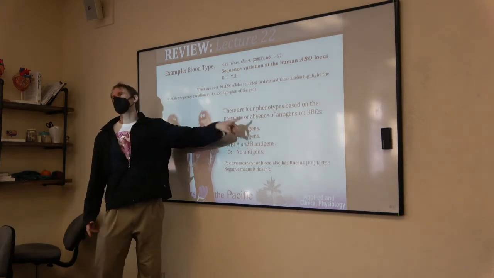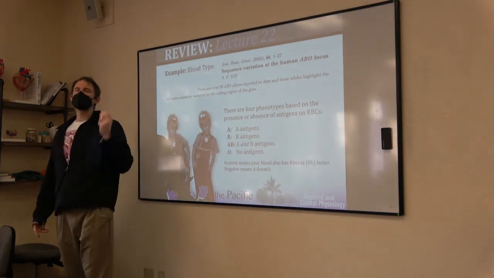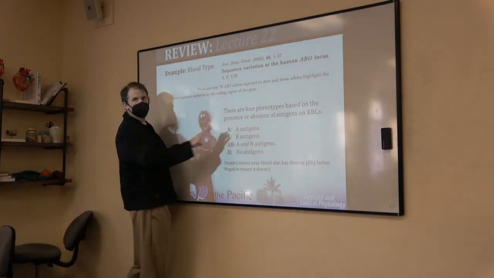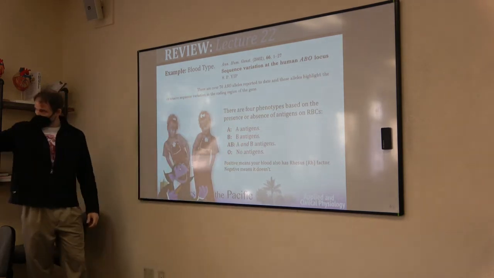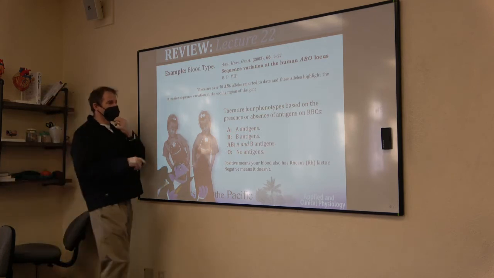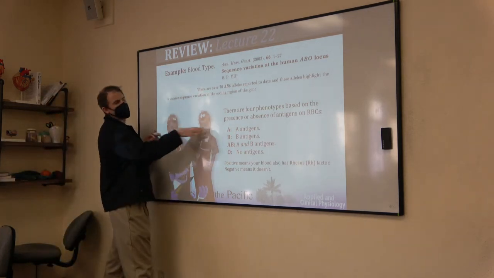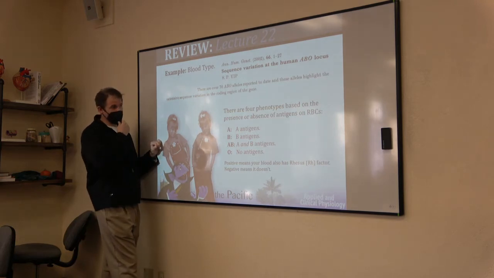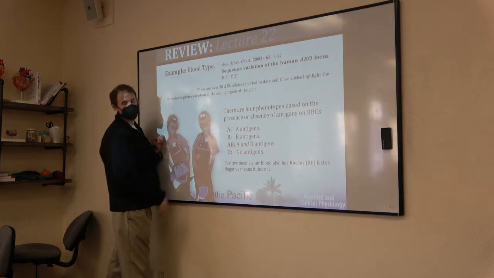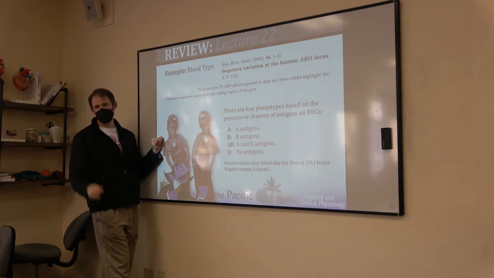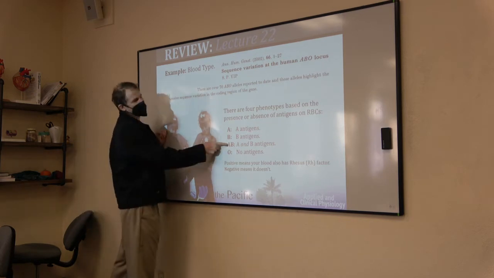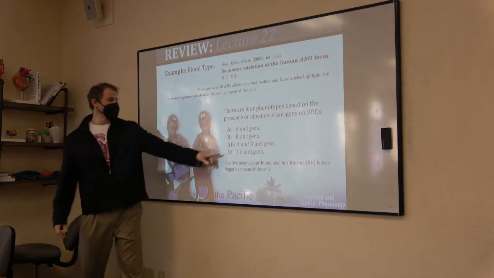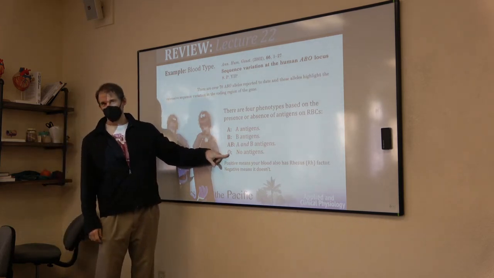Antigens can be carbs, they can be lipids. In this case, they're proteins. They're little proteins, just proteins on red blood cells. If you're A blood type, you have A antigens on your red blood cells. If you're B, you have B antigens on your blood. These little tiny proteins. If you're AB, you have A and B antigens. If you're O, you don't have antigens there.